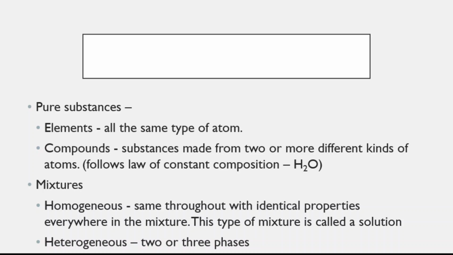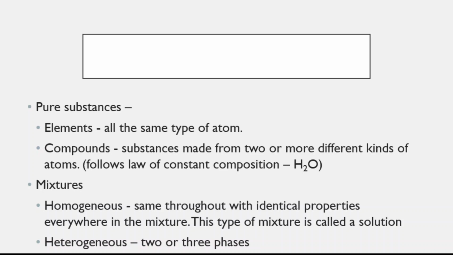Now, with your pure substances, it's important to keep in mind that the only way to break down a pure substance any further than where it's already at is that you would have to do some sort of chemical change to it. Thinking of your compounds here, they can be broken down into their individual elements. But then for your elements, the only way they're going to change is if you bond them with other substances. So those require chemical changes to take place.